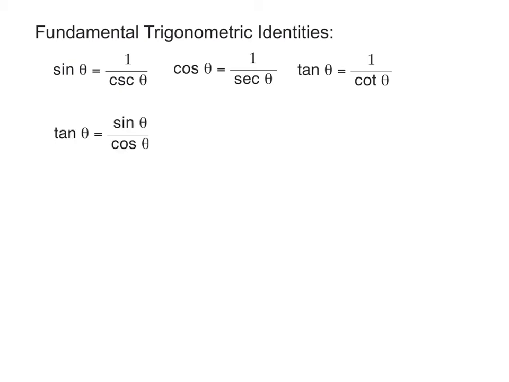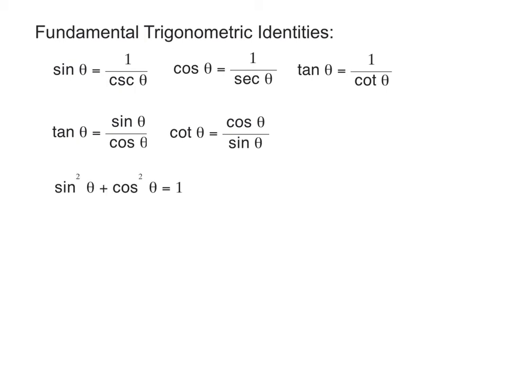Now we have the first of our quotient identities, and this is that tangent theta is equal to sine theta over cosine theta. Now if we've got tangent, we also have cotangent. So cotangent theta is simply equal to cosine theta over sine theta. These are the quotient identities.